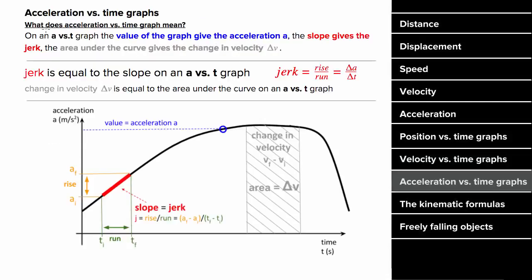How do you interpret an acceleration versus time graph? Well, the value of the vertical axis is going to give you the acceleration. So if you read the graph at a particular moment in time, the value of that vertical axis is giving you the acceleration of the object at that moment in time.